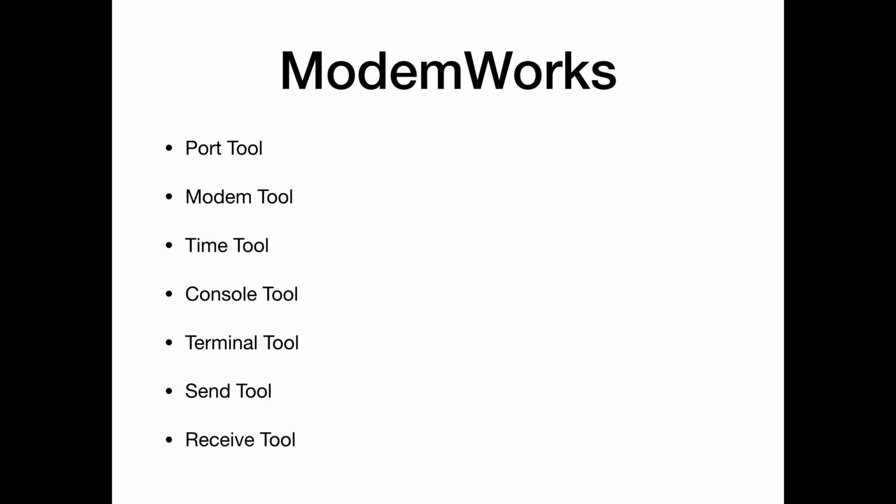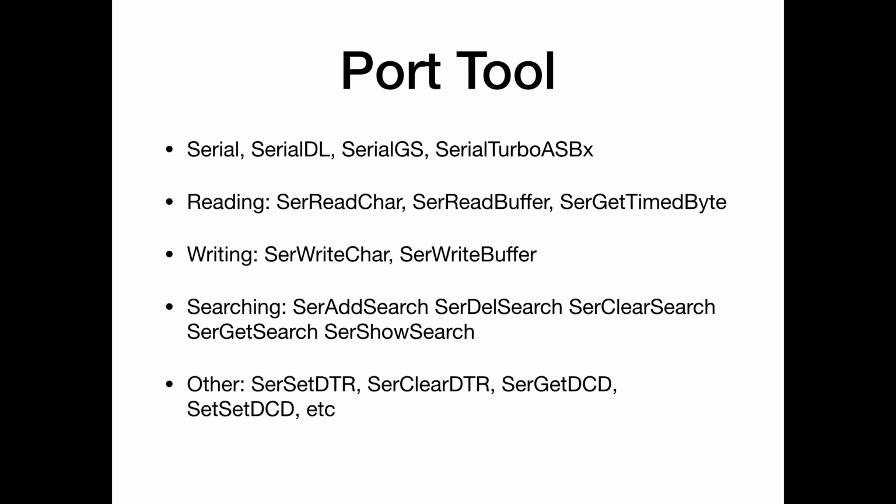The port tool handles the serial port. There are actually 6 port tools provided for use with different serial port cards. The port tool can read a character with a timeout, or read a buffer. It can also write a character or write a buffer. It can also search incoming data. You provide it with a list of strings, and it will try to match incoming characters against it and let you know which one it was.